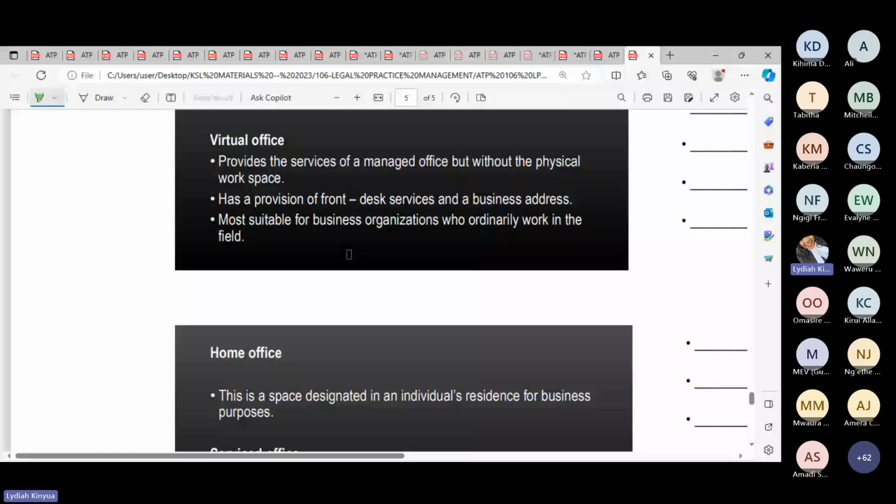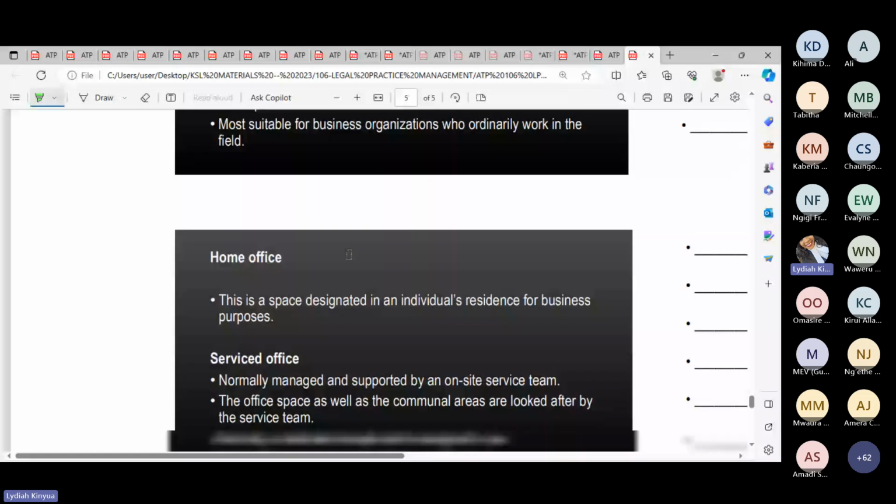And there is a front office desk or a business address. If you go there, the only person is seated at the front office, and they give you your email and your telephone number. That's a virtual office. It's only a secretary who's always there. And then it could be a home office. We've discussed home office. It's like at your home.